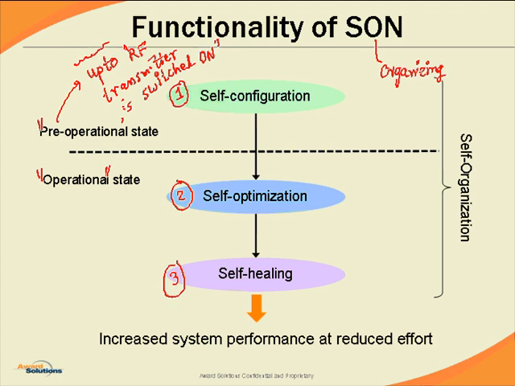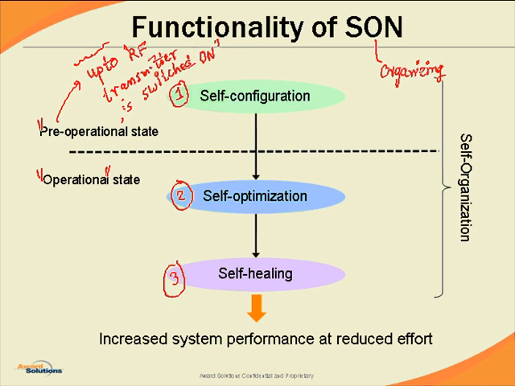Until the eNode B starts transmitting signals over the air, whatever we do is considered part of the pre-operational state. And after the eNode B has started sending out the RF signals over the air, whatever happens beyond that point is considered to be happening in the operational state of SON. That's the difference: pre-operational is before the RF transmitter is turned on, operational state is after the RF transmitter is turned on.